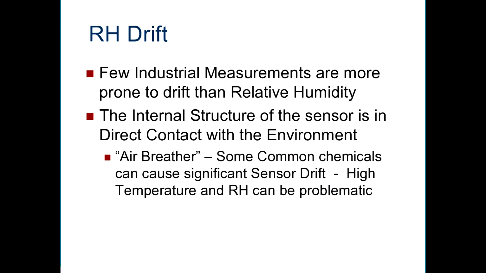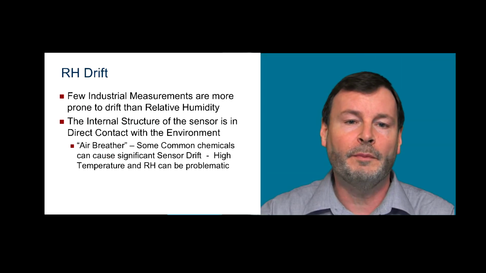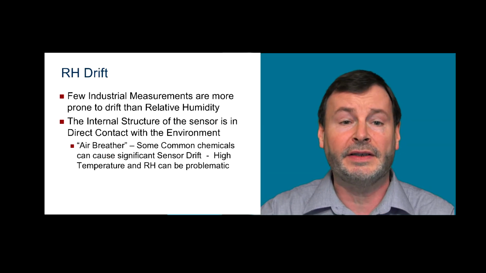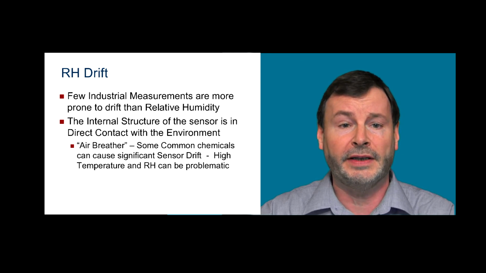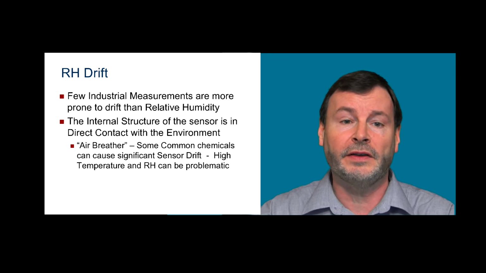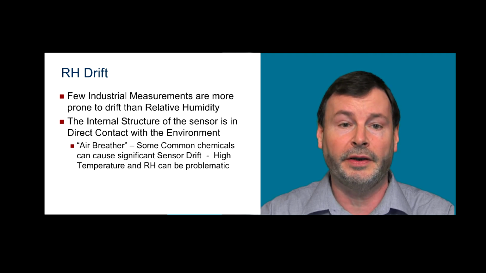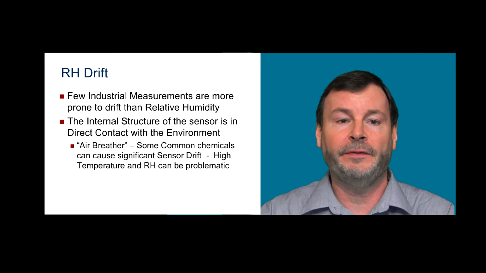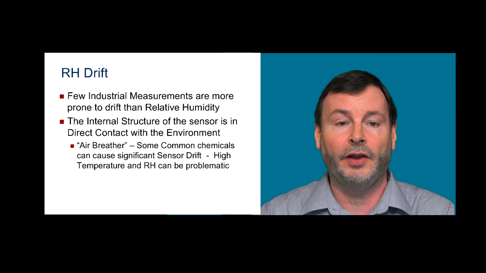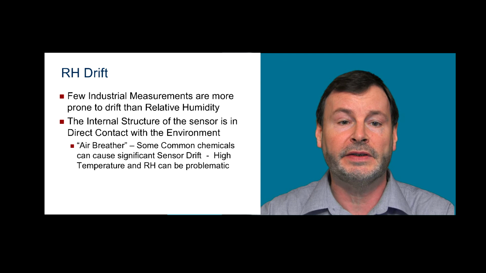All measurements have some level of drift, but few industrial measurements are more prone to drift than relative humidity. And one of the key reasons is that the internal structure of a relative humidity sensor is exposed directly to the environment. There is no hermetic sealing of the internal sensor elements like we can do in temperature, for example, because the sensor must be directly exposed to the environment, typically air, in order to measure it. And it's this air-breathing effect that exposes the sensor element to various contaminants and chemicals. And these, in turn, can cause and do cause drift.